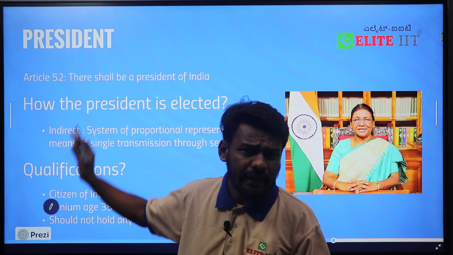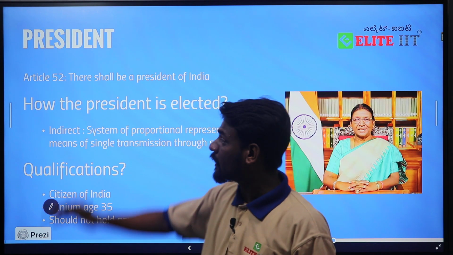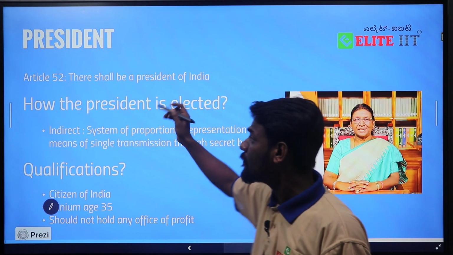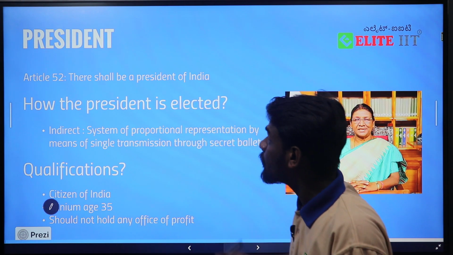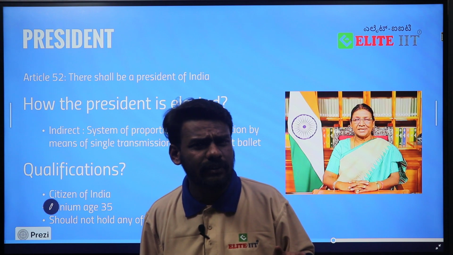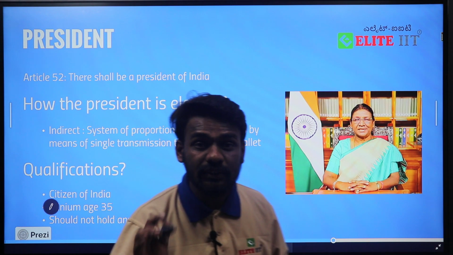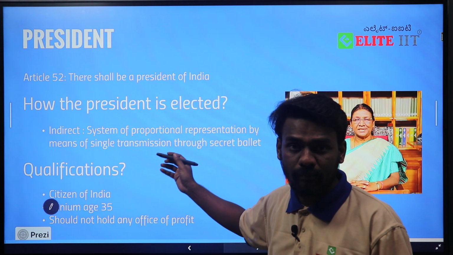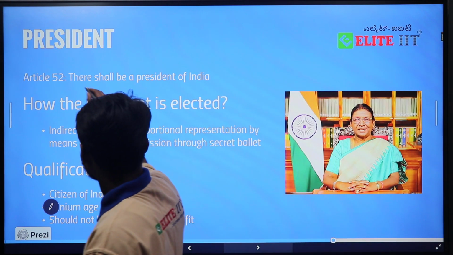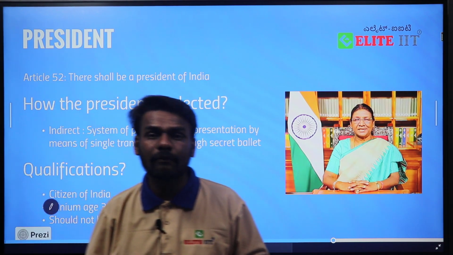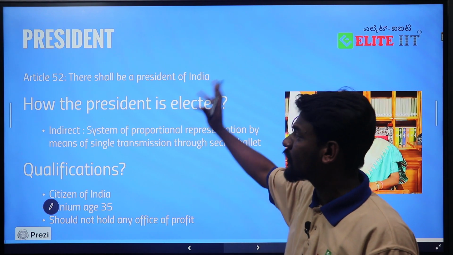Few articles are very important irrespective of the nature of the exam. It may be center or it may be state exams, but these articles are very important. That's why we should remember Article 52. What does Article 52 explain? Article 52 says there shall be a president of India. There shall be a president of India means not a single day the president's chair will be empty. So it is not possible. That's why Article 52 of the Indian Constitution talks about the president.